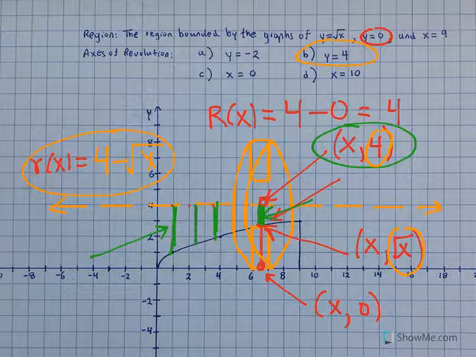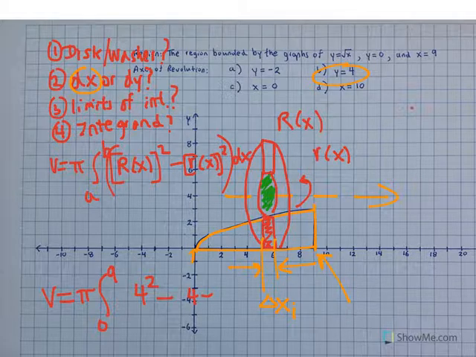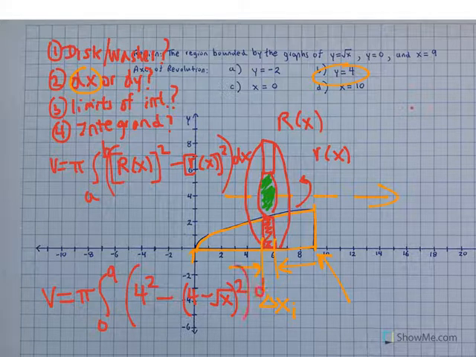So now we're ready to write our definite integral to find the volume of this solid of revolution. Volume is equal to pi times the definite integral from 0 to 9. Uppercase R of x we just found to be 4, so we'll have 4 squared minus lowercase r of x squared, which was found to be 4 minus square root of x. We square that quantity and put all of that in parentheses, with integration with respect to x.